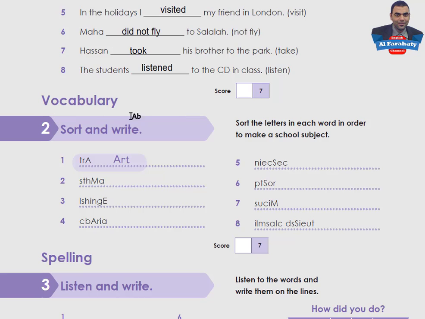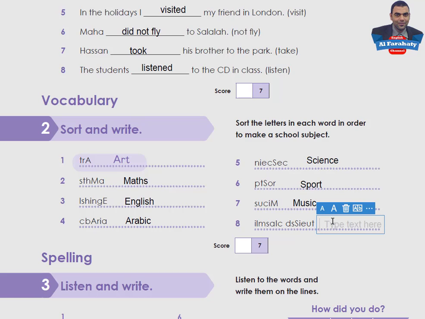Activity 2. Vocabulary. Sort and write. Sort the letters in each word in order to make a school subject. Do you remember the school subjects? Art. Math. English. Arabic. Science. Sport. Music. Islamic studies.